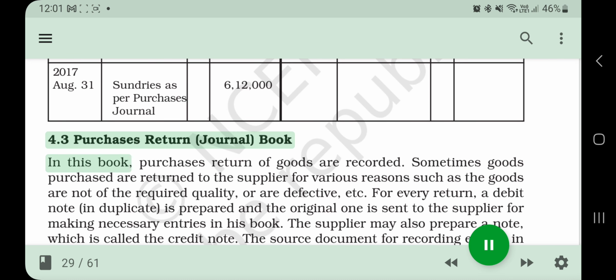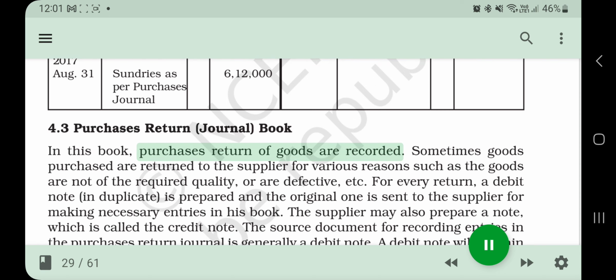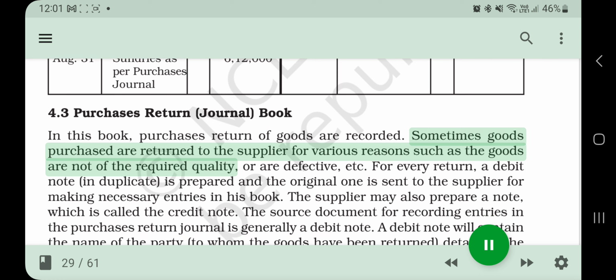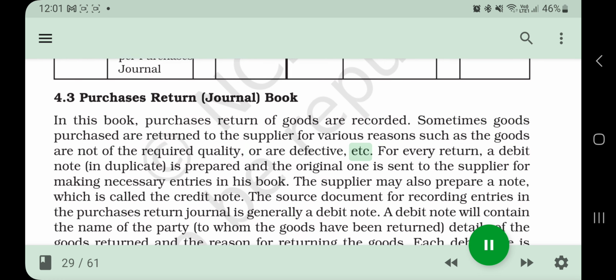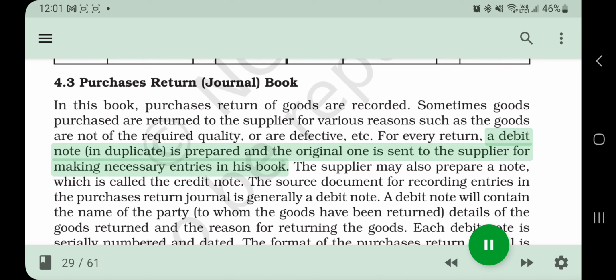3. Purchases Return Journal Book. In this book, purchases return of goods are recorded. Sometimes goods purchased are returned to the supplier for various reasons, such as the goods are not of the required quality, or are defective, etc. For every return, a debit note, in duplicate, is prepared and the original one is sent to the supplier for making necessary entries in his book.